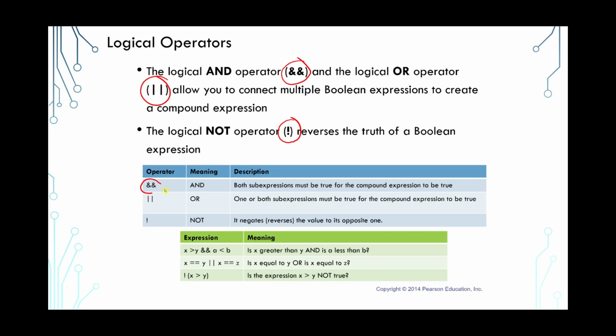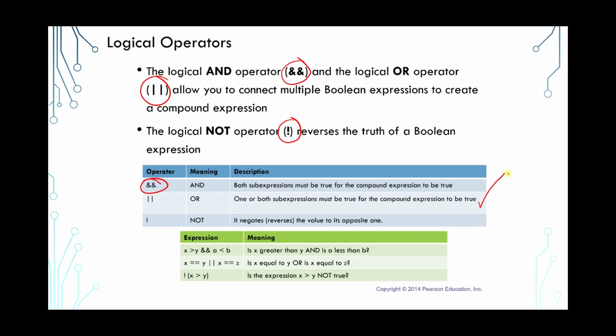In the logical and, both sub-expressions must be true for the compound expression to be true. In the logical or, at least one, or it could be both, must be true for the compound expression to be true. So you can rephrase that to say at least one of the sub-expressions must be true for the total compound to be true. For the not, as we said, it negates or reverses the value to its opposite.